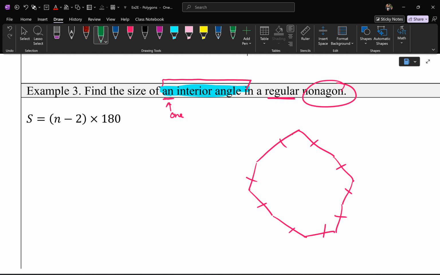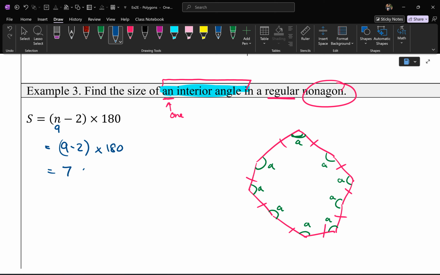Now here's the question. I want to know one of the angles. So just that. Now remember, all the angles are meant to be equal. So that's A, that's A. All these corners are meant to add up to a certain number. There should be 9 angles in total. So if it's a 9-sided shape, n minus 2 times 180, which is 7 times 180. Yes, that's right. 1,260 is correct.